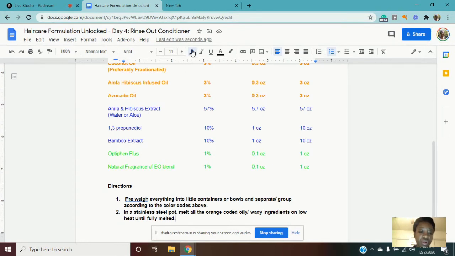But for your small batch, you can totally put like a Pyrex measuring jug in a pot of water and boil it, and then in that case the pot won't matter. But if you're using a pot, you always want to use stainless steel because other metals will react. Then turn off the heat source.